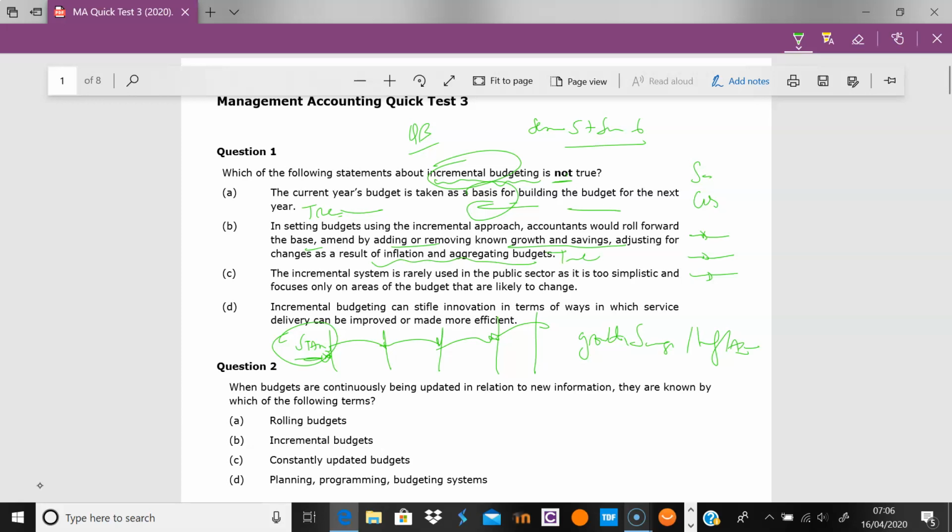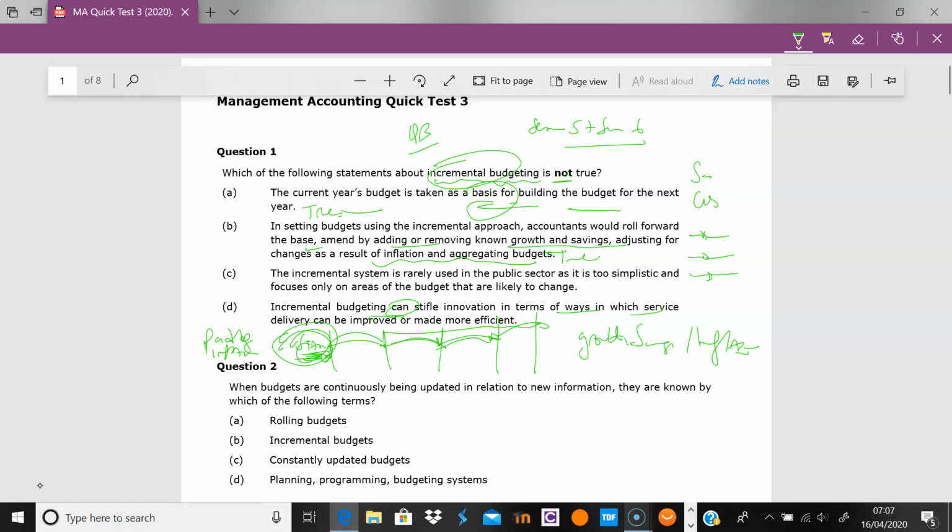Let's look at number 4. Incremental budgeting can stifle innovation, in ways the service can be improved and made more efficient. Because you're using an old standard year on year, it is likely that padding and inflation can already exist within the original budget, and you won't be able to know unless you broke down the budget and asked why we budget for certain things. So this is true. It can. It doesn't mean it does, but it means you have to have very good standards that are regularly monitored.